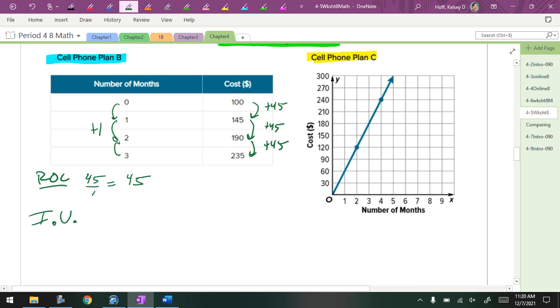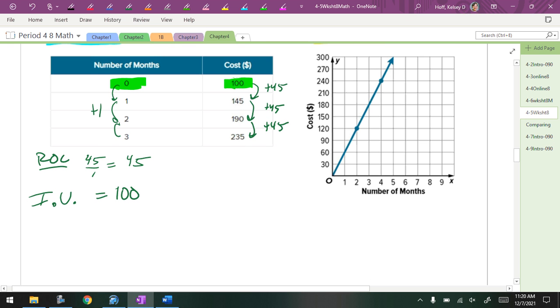How do I find my initial value for cell phone plan B? Okay, the only reason we can just pull it out of this chart is because it's 0 months, right? We don't even have to calculate anything. Because the x is 0, that's my y-intercept, aka my initial value. So this one's initial value is 100. X is 0, y is 100. So my equation for cell phone plan B would be y equals 45x plus 100. I'm going to put a box around that because that's going to be part of my work that I'm going to show.